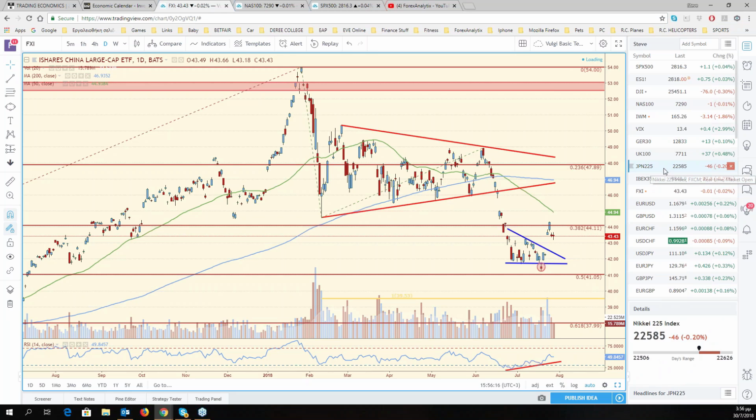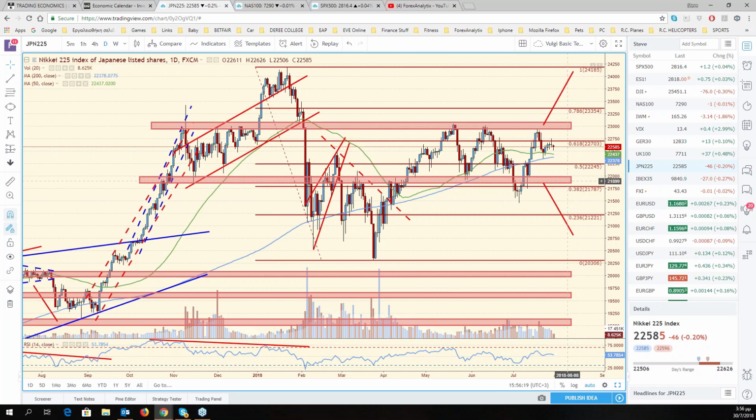Indeed. Let's go back to the Nikkei because we have nothing to say about Nikkei. I just want to remind you that 23,000 remains the critical resistance. As long as we remain below 23,000, I think that it's quite dangerous trying to jump the gun and being long. So, nothing to add here.